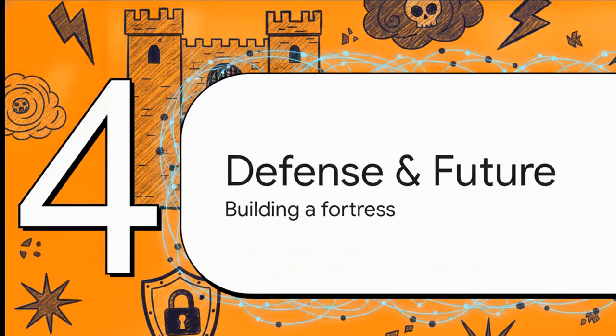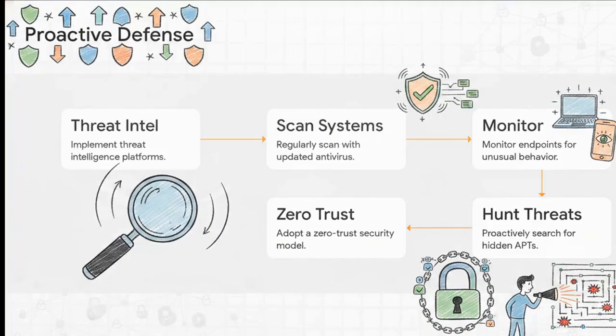Okay, let's shift gears to our final section, Section 4, Defense and Future Threats. Time to build a fortress. And this brilliantly illustrates how organizations simply have to shift from reactive to proactive defense. You just can't wait for the alarm to go off anymore. Organizations absolutely must implement threat intelligence platforms so they can see threats before they even arrive.